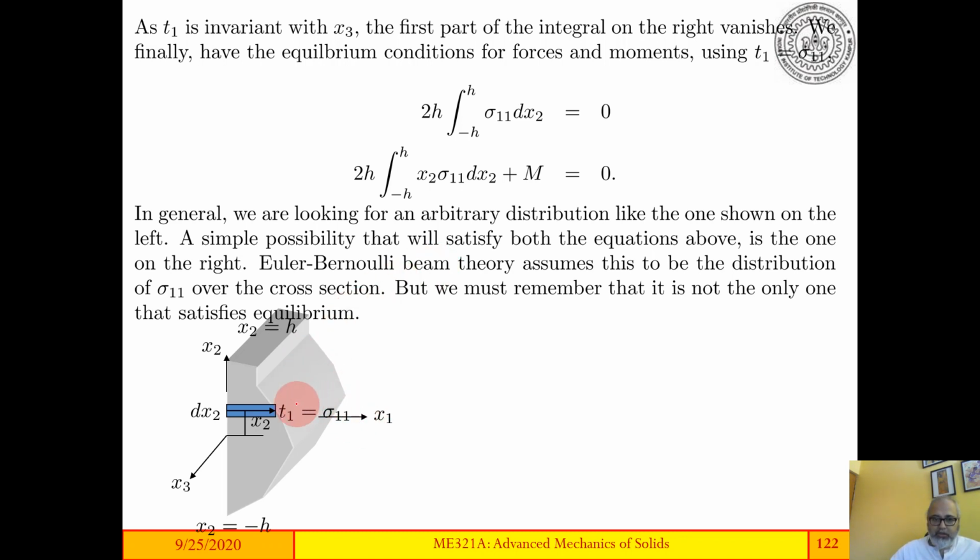So I'll have to draw the area again. So this area is 2h into dx2. So this into sigma 11 gives the total force acting on it, and then times x2 is the area, is the moment of this small force about this axis, about the x3 axis. So that moment has to be equal to the applied moment that is applied at the left edge of the beam.